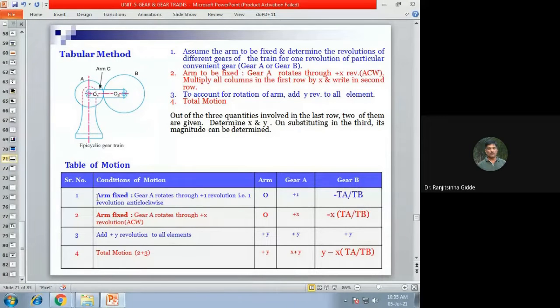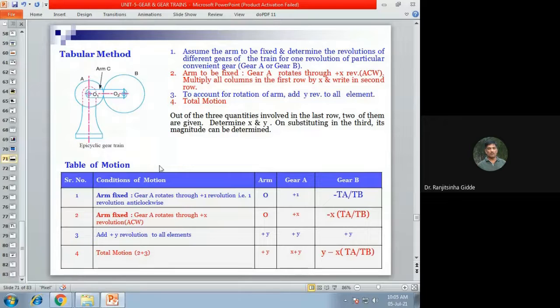fifth column with respect to this gear B. So what is the condition of motion? Arm is fixed. Gear A rotates through plus one revolution. That is one revolution in anti-clockwise direction.